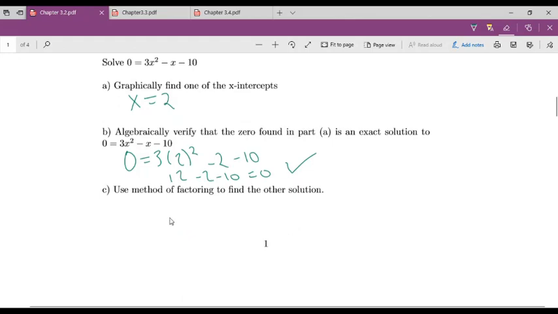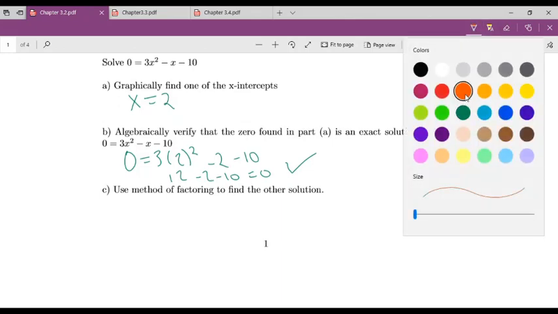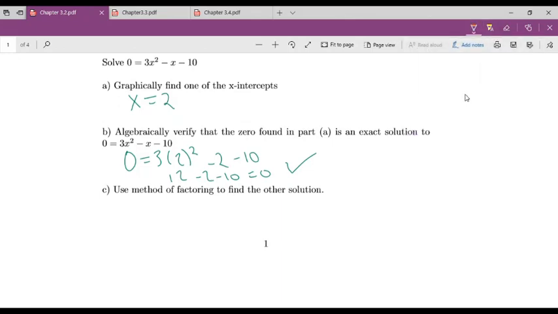Okay, so I'm going to do it over here. So if x, oops, gotta find my marker here. Let's go ahead and change colors too. So if x equals 2 is a solution, that means that x minus 2 equals 0, which means that x minus 2 is going to be one of your factors. Okay, so one of our factors here is x minus 2.